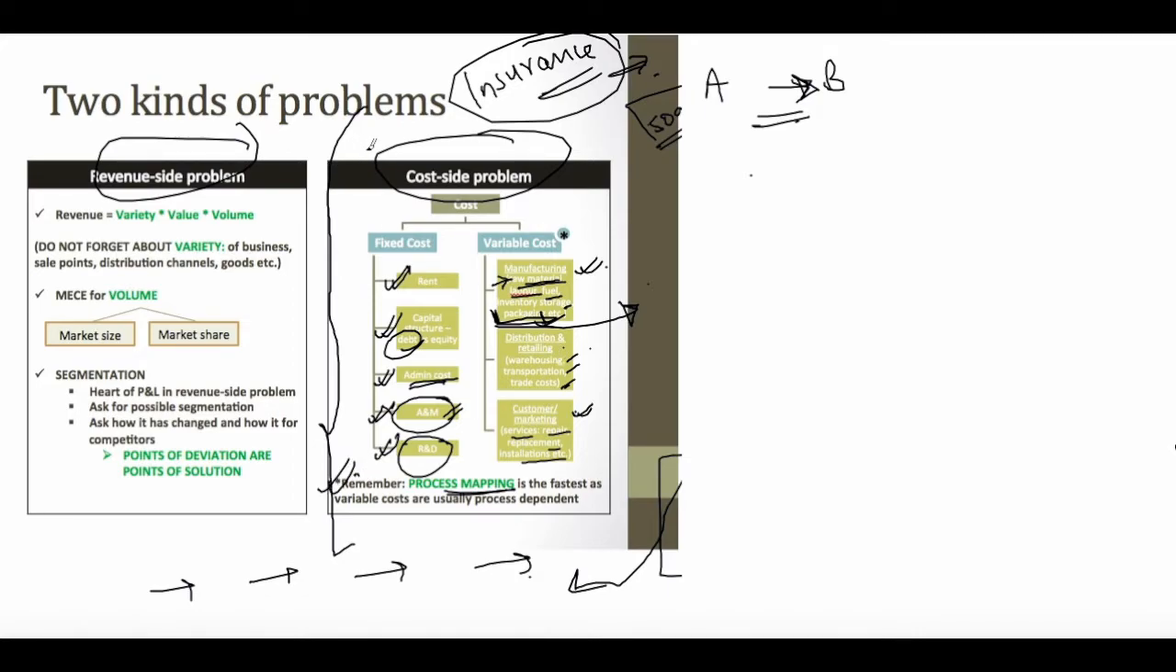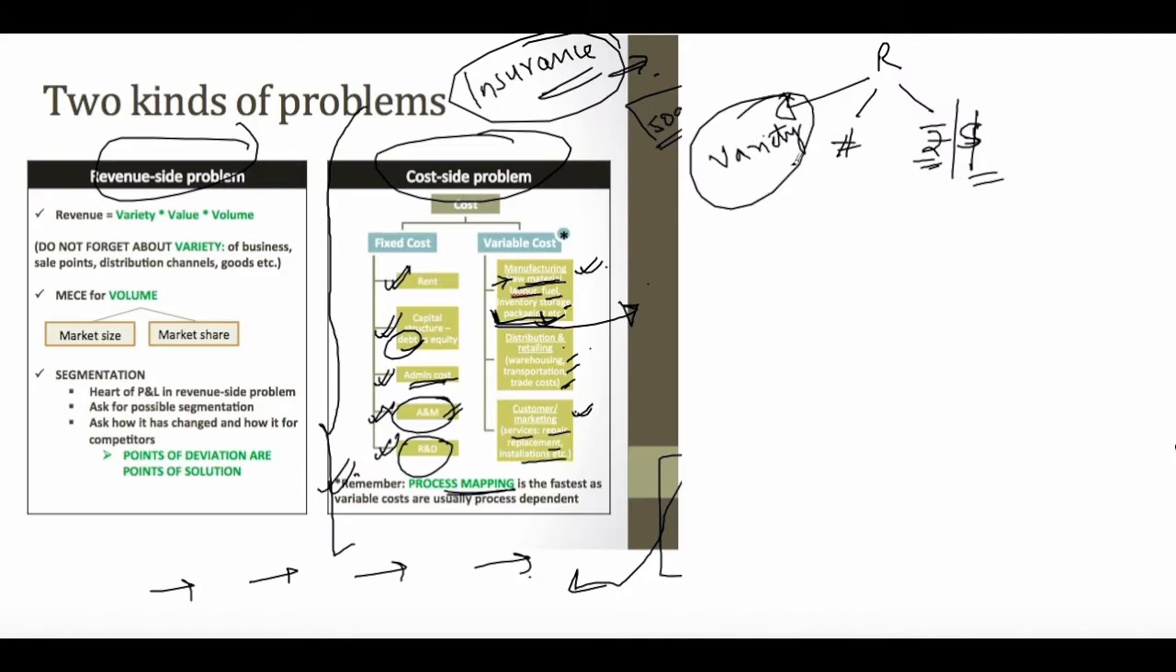Now let's look at the revenue side. Okay, so again, this is something that we have discussed in the previous video to some extent. Now let's have a more detailed discussion. On the revenue side, we said that essentially it's a function of number of units into the value, right? So dollar or the rupee sign. This is the rupee sign. Okay, this is the dollar. Okay. Now I like to include one more thing, which is variety.